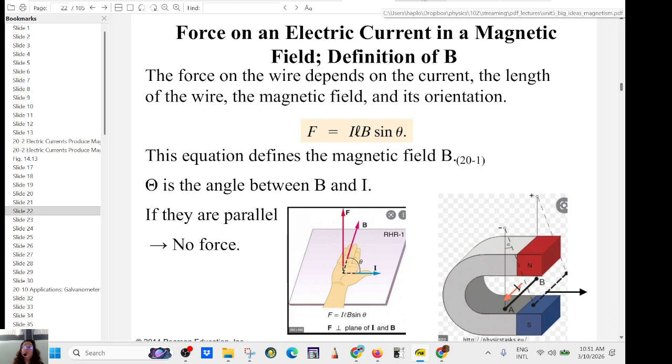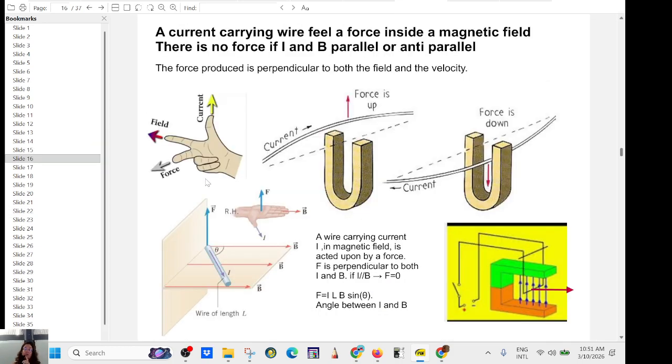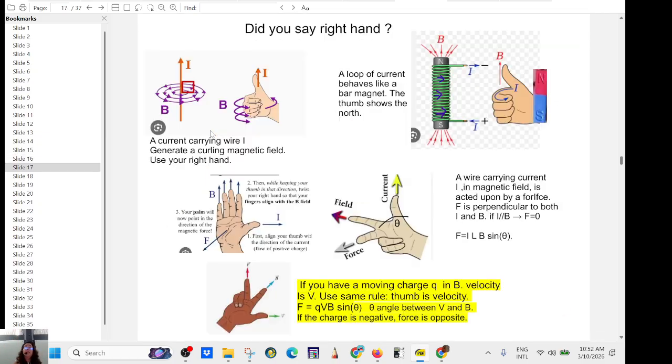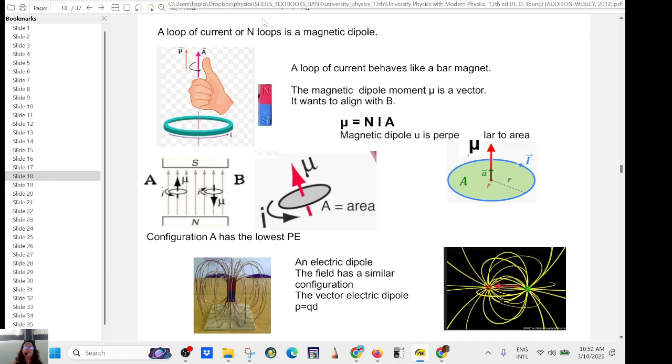Again, if you go to big idea, I show you. That's one way to do it. The current and the field give the force. That's called a cross product. Or you can do it with your right hand this way: current, field, force. And then there is a third way. So you pick your way. You have all these right hand rules that I try to summarize here, slide 17.